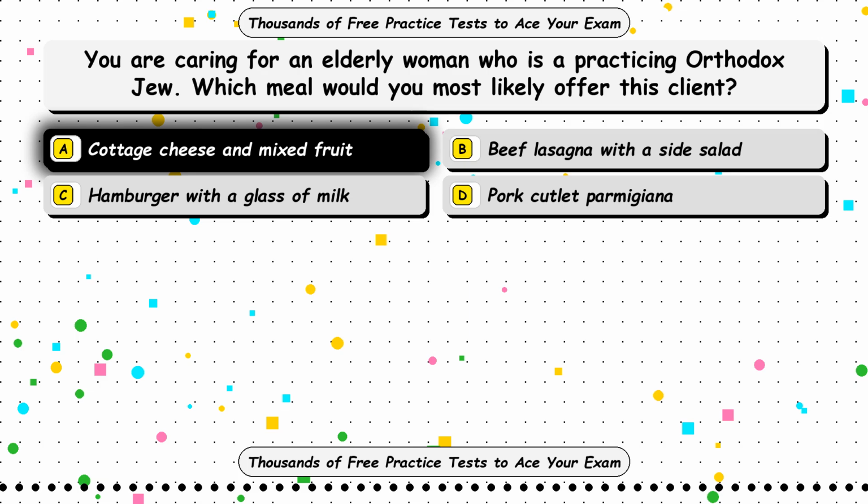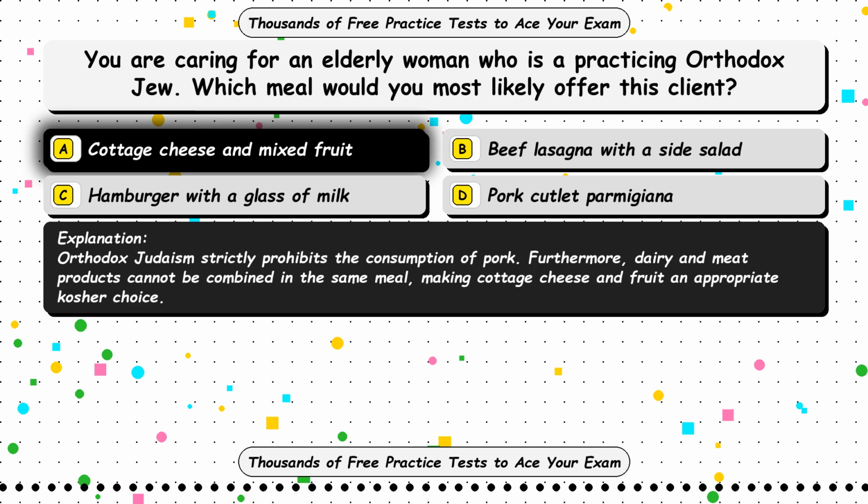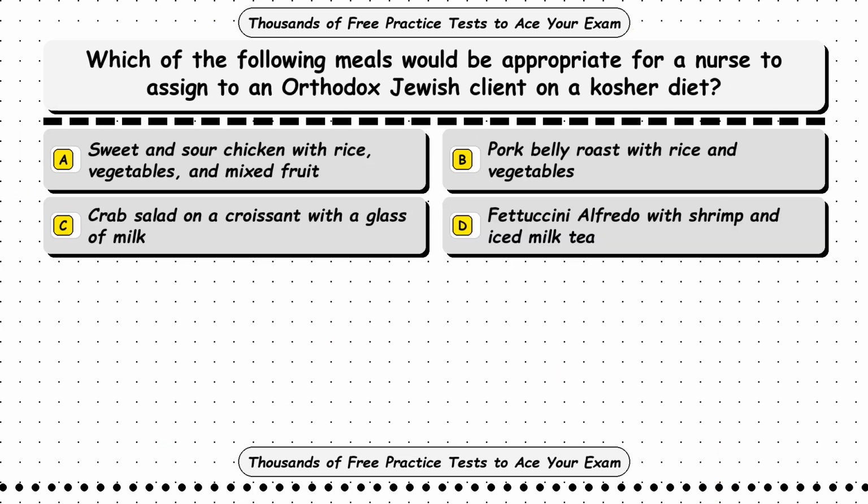The correct answer is option A, cottage cheese and mixed fruit. Orthodox Judaism strictly prohibits the consumption of pork. Furthermore, dairy and meat products cannot be combined in the same meal, making cottage cheese and fruit an appropriate kosher choice. Question 11. Which of the following meals would be appropriate for a nurse to assign to an Orthodox Jewish client on a kosher diet?